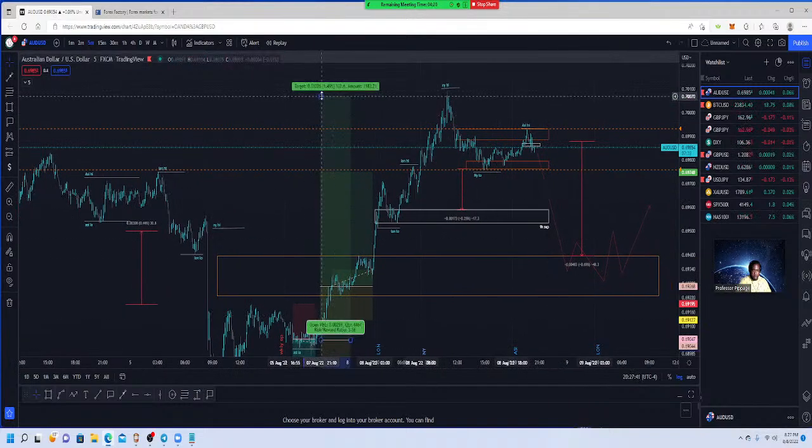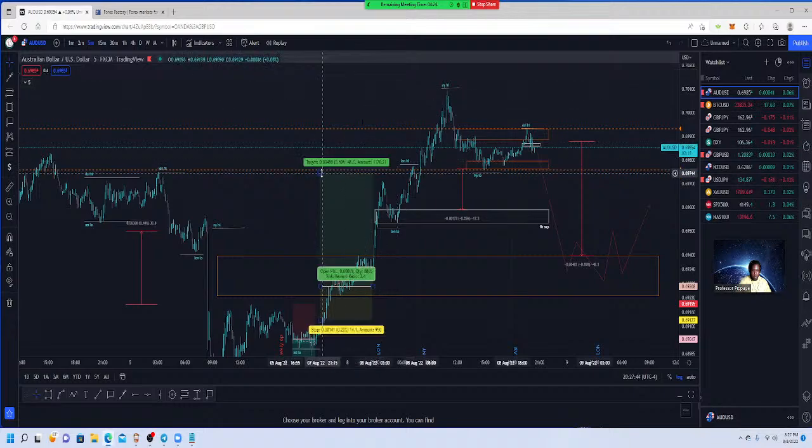Tonight we got some pump action. Pump action, pump action.